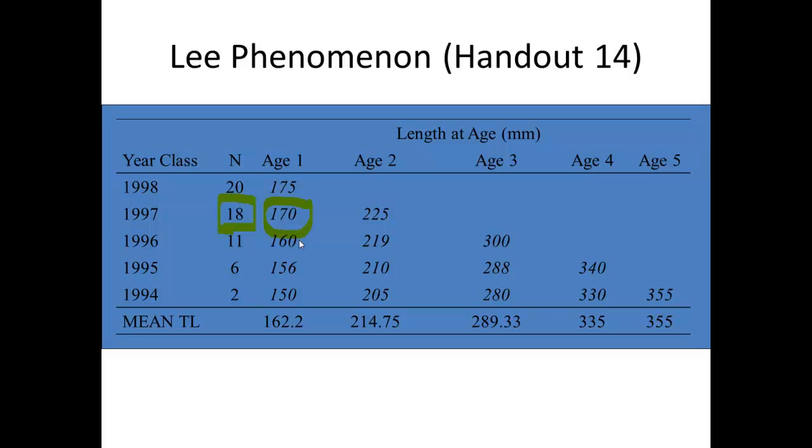Okay? So the fish that we just measured previously was a smaller fish from this year class. It was only 156 millimeters, but when we took all the other 17, and then took the average across all of those fish, the average size at age 1 was 170 millimeters.